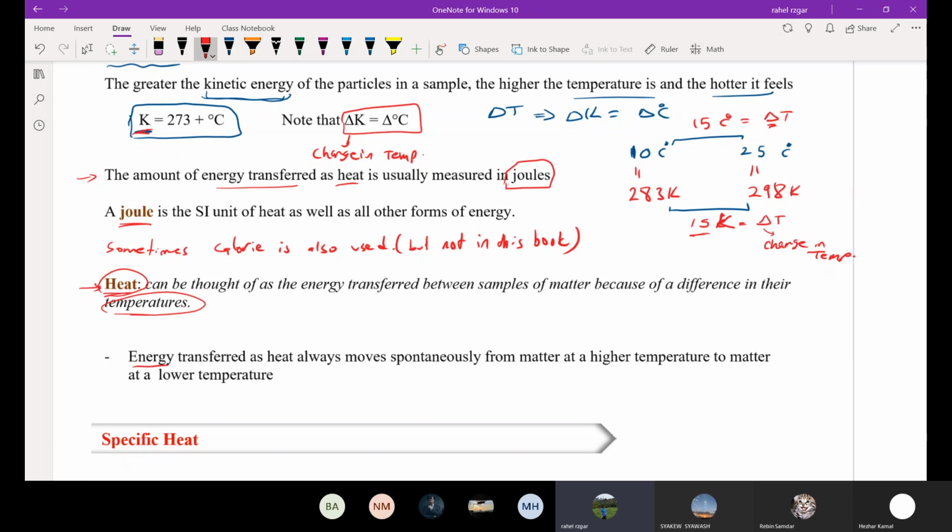And energy transferred as heat always moves spontaneously from matter at a high temperature to matter at a lower temperature. So it's always from high temperature towards low temperature. When energy is transferred, it's transferring from the higher one towards the lower one.